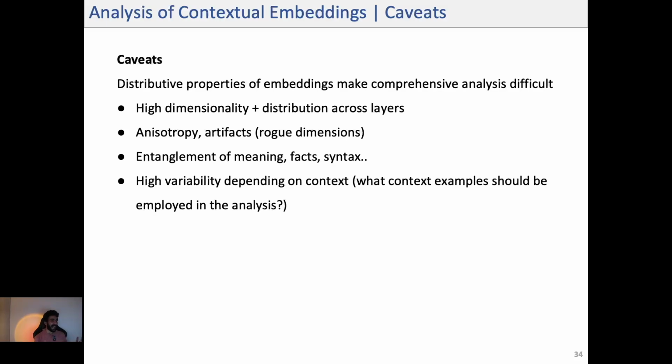So the same word can have completely different embeddings depending on the context. So we face a critical question. Which context example should we use to measure bias or similarity? So while embedding analysis is powerful, it's also messy. And we need to be really thoughtful in how to design those studies and also cautious in how we interpret them.